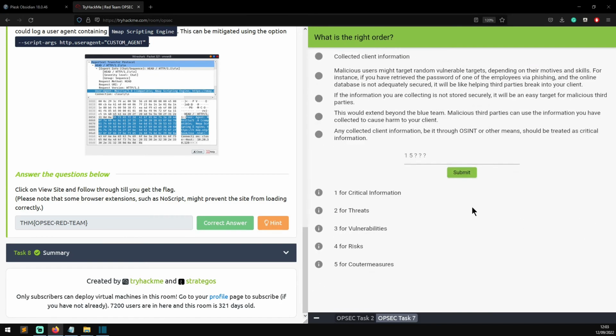But yeah, you can submit those and go through to the next one. Let's have a quick look. So, collected client information, what would you put that as? Potentially critical information. They've already given us the first answer, so that's 1.